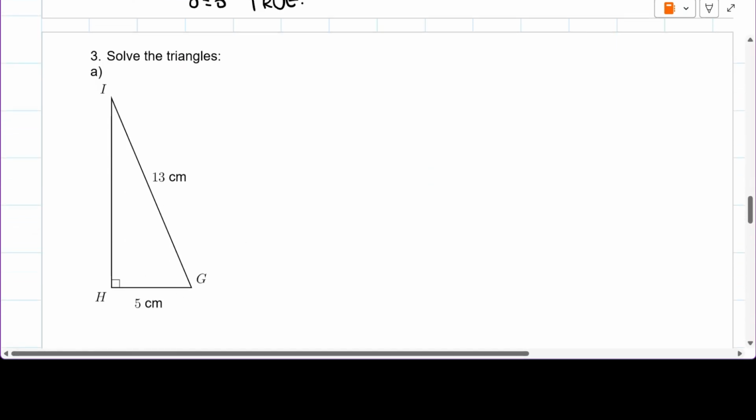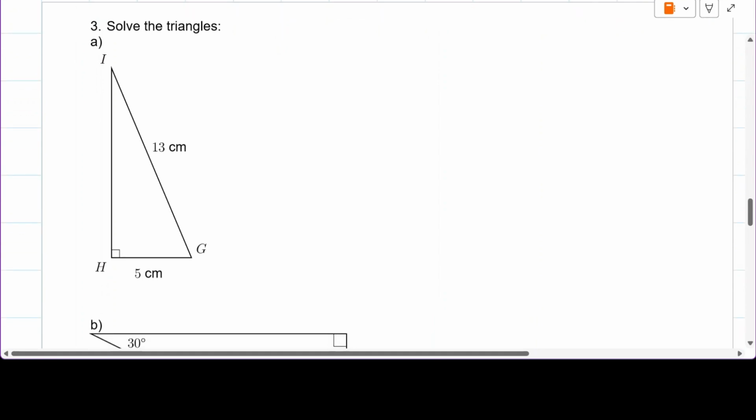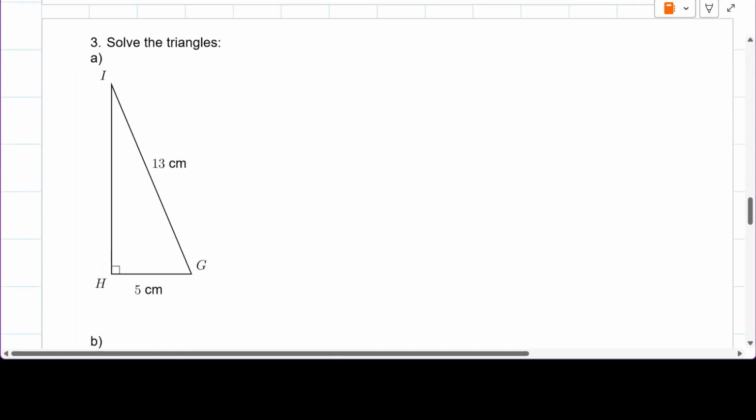Moving on, question number 3, solve the triangles. So what is meant by solving a triangle is that we want to find all sides and all angles. Right? So right now I know 2 sides, and I know the fact that the angle at the corner H is a right angle.